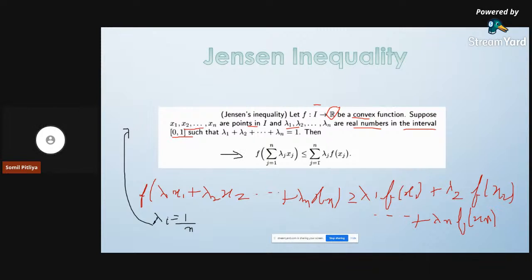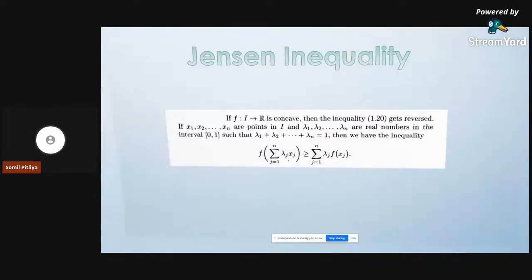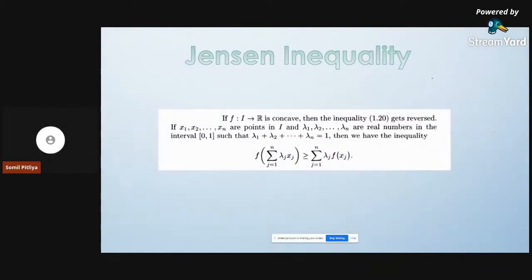So for convex function, we have this thing greater than this thing, and for concave function, the inequality gets reversed. If x1, x2, x3 are points in the domain I, and lambda i's are real numbers such that sigma lambda i is 1, then f of sigma lambda i xi is greater than or equal to sigma lambda i f of xi. This is for concave function. For convex function, you have seen that the inequality gets reversed.